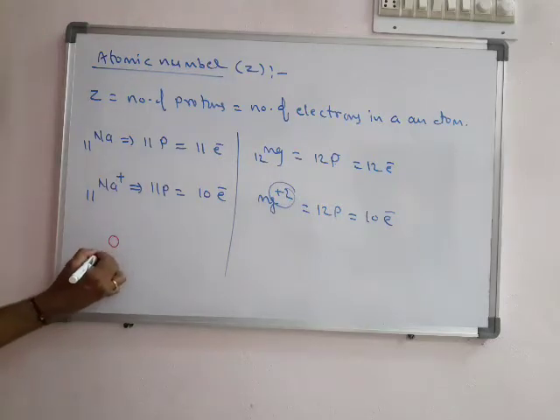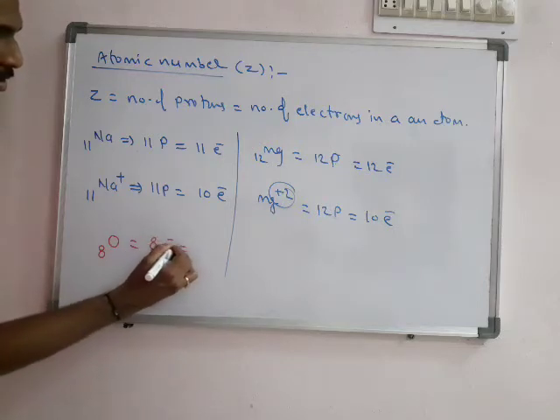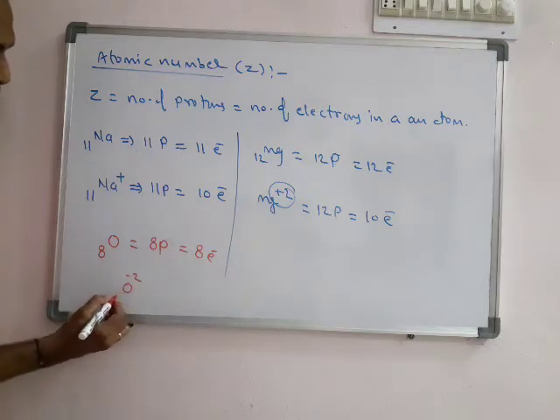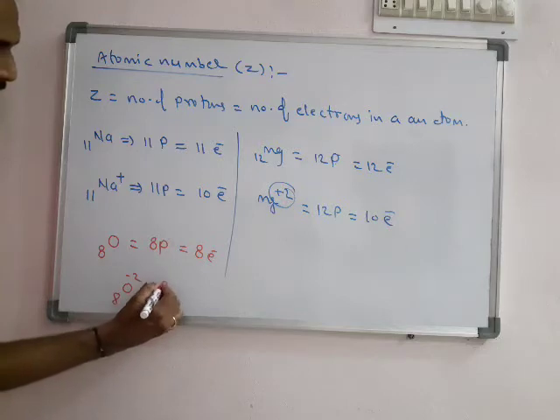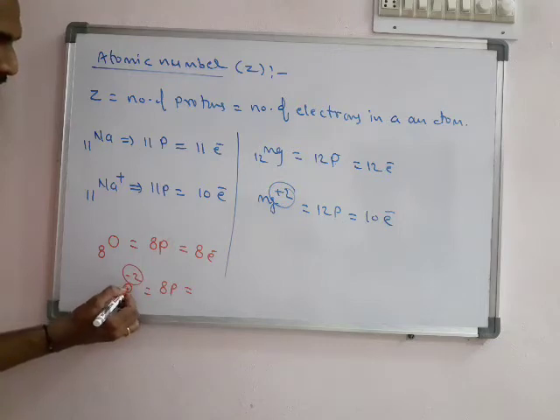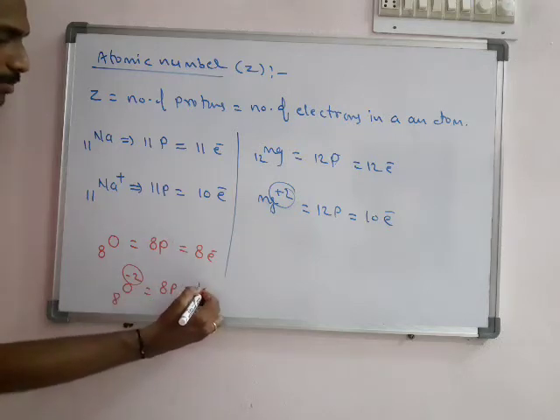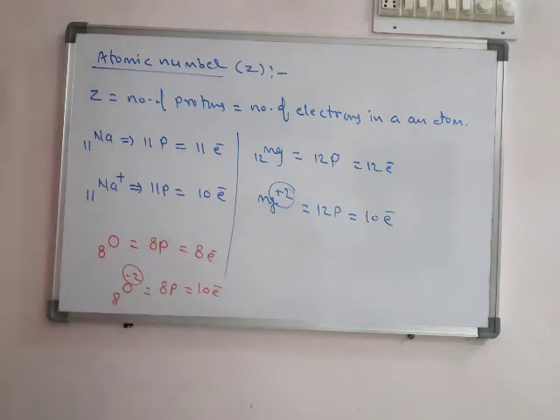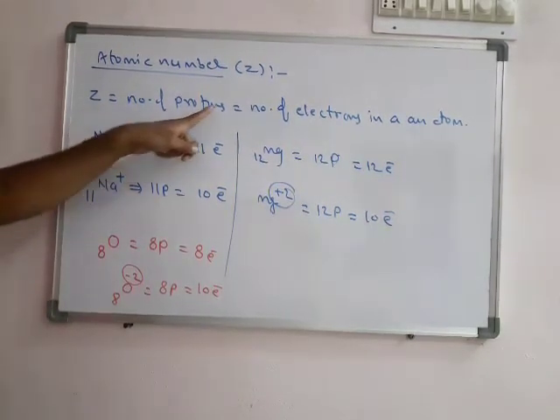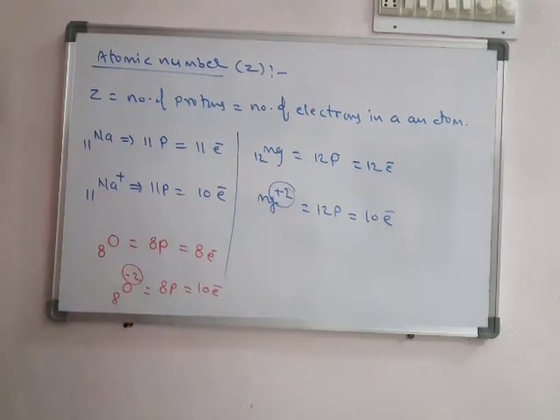For example, oxygen, atomic number 8. So it has 8 protons and 8 electrons. Then what about O minus 2? O minus 2 also has 8 protons. But how many electrons? When an atom obtains minus 2 charge by gaining 2 negative charges, that means 2 electrons, now it becomes 10 electrons. So there is a possibility of gaining or losing electrons. But in a neutral atom, the atomic number equals the number of protons and the number of electrons. In an ion, the electrons may be more or less.